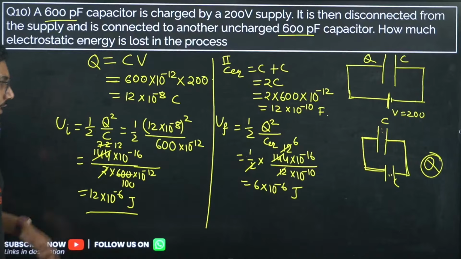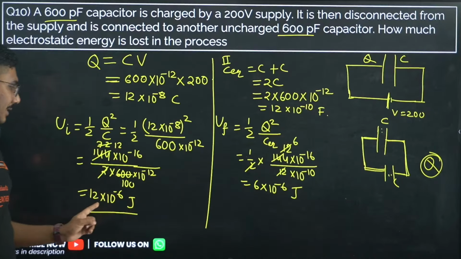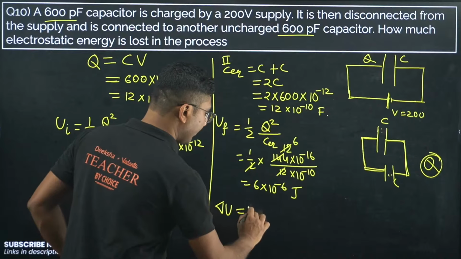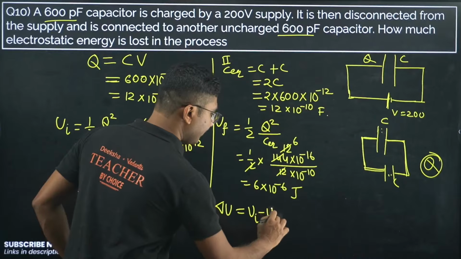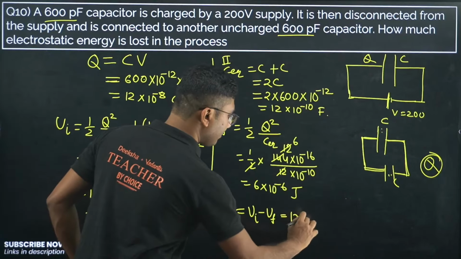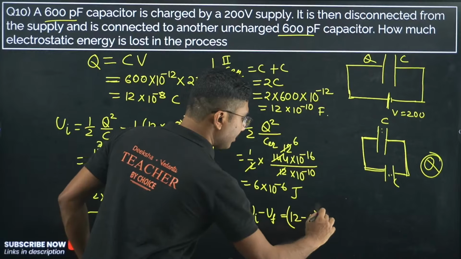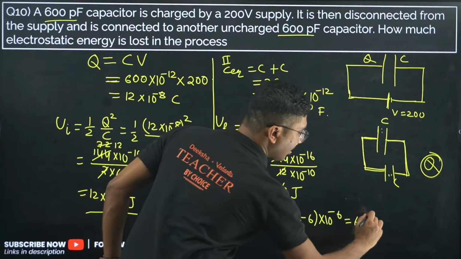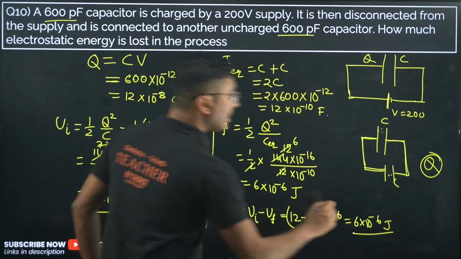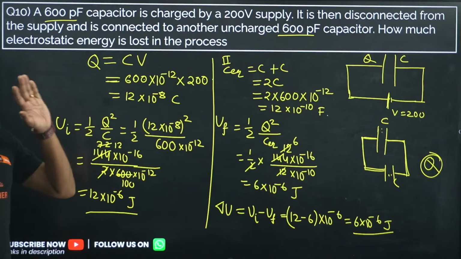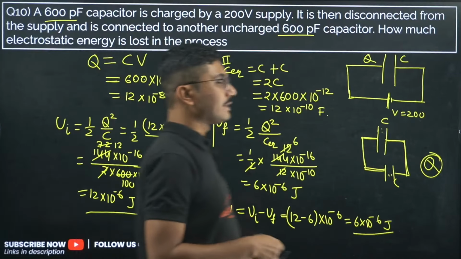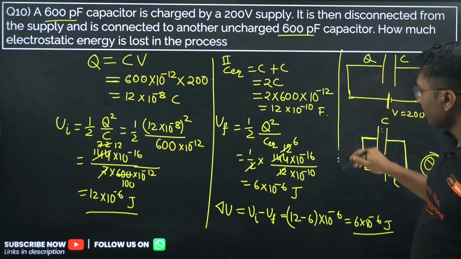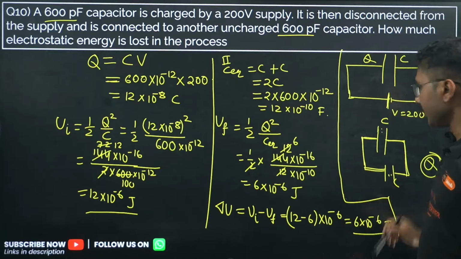Okay, so as you can see, final energy is less than the initial energy. So the energy lost is the difference, initial minus final, which is 12 minus 6 into 10 to the power of minus 6, that is 6 into 10 to the power of minus 6 joules. If you use this method, no matter whatever the second capacitor is, you will be able to answer them quickly without much difficulty.